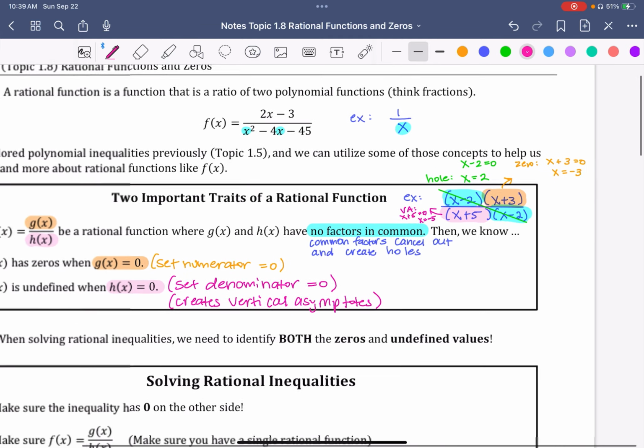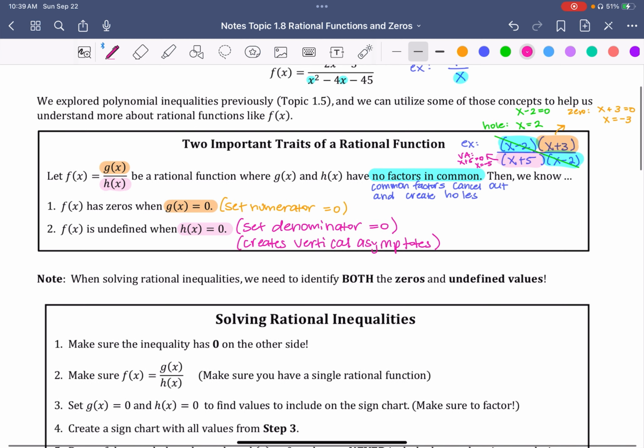Okay, so again, the first step is to see if there are any holes, if there are any common factors in the numerator and the denominator, those would cancel out. And then whatever you have remaining in the numerator, that factor or factors are your zeros, and whatever you have remaining in the denominator, those factors would be your vertical asymptotes.